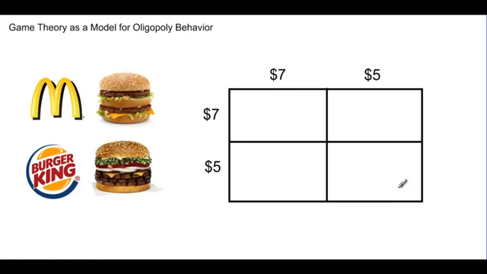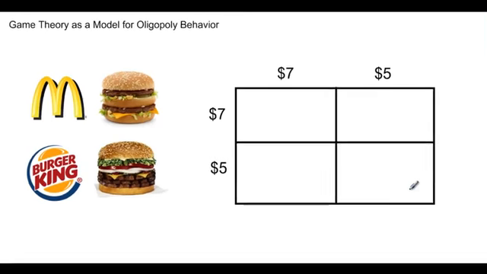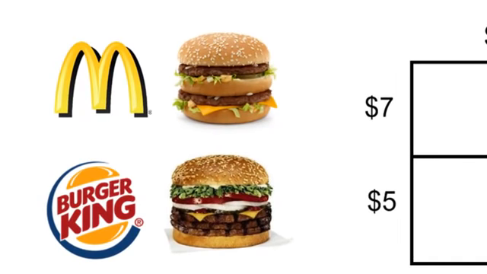In today's video lesson, we're going to examine the market structure of oligopoly. We're going to define oligopoly and learn how game theory can be used as a model for understanding the behavior of firms in an oligopolistic market. Today we're going to be looking at two firms, McDonald's and Burger King, and the market for their two best-selling meals, the Big Mac by McDonald's and the Whopper by Burger King.